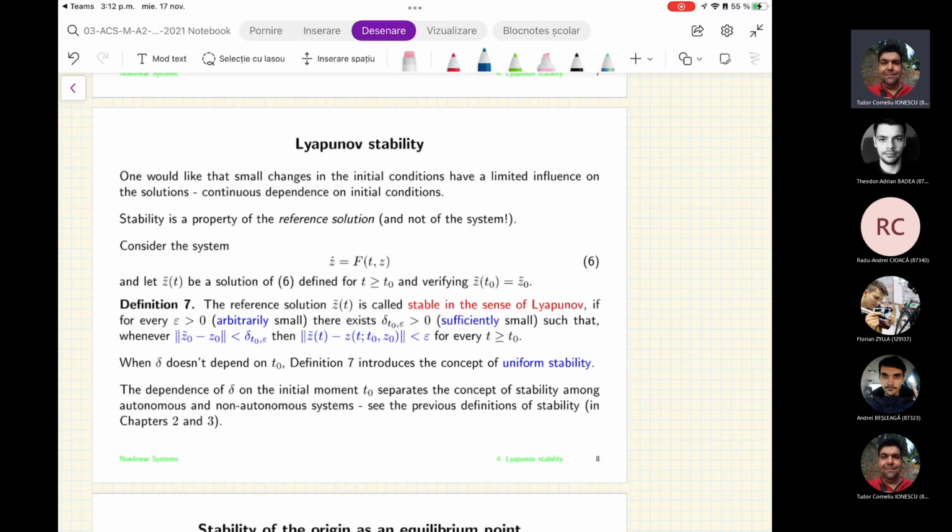So, stability is a property of the reference solution and not the system. Okay? Using this argument, stability is a property of the reference solution. So the reference solution is called stable if disturbing the system, the new solution goes back to the reference undisturbed solution. Am I making sense to you? Tell me. For me, it seems logical. I think it's logical, yeah?